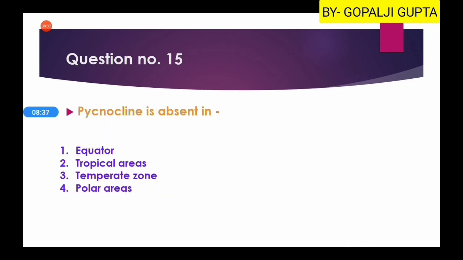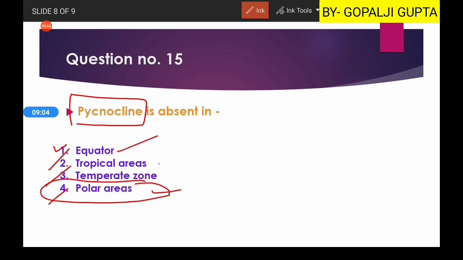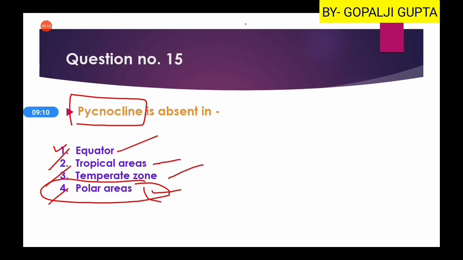Then the 15th and the last question is: pycnocline is absent in. So pycnocline is the line of change in density. Here pycnocline changes with the latitude. Here we have equator, tropical areas, temperate zones and the polar areas. So pycnocline is absent in the polar areas. It is present in the equator, tropical areas, temperate zones, but it is not present in the polar areas. So here the fourth option is our right answer.